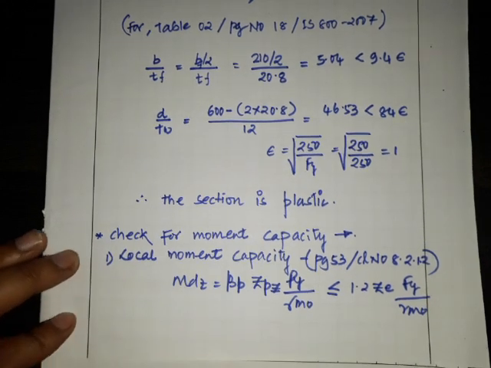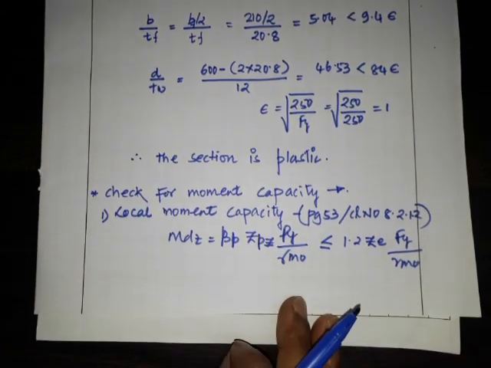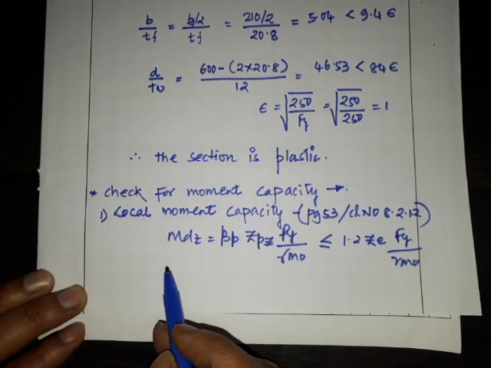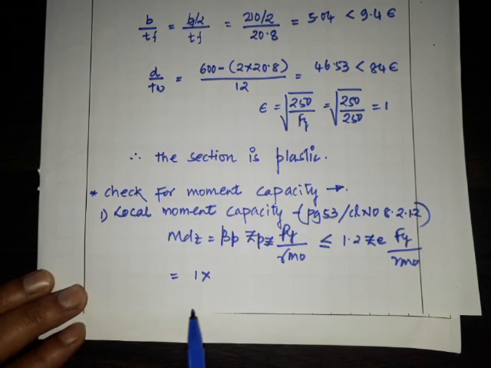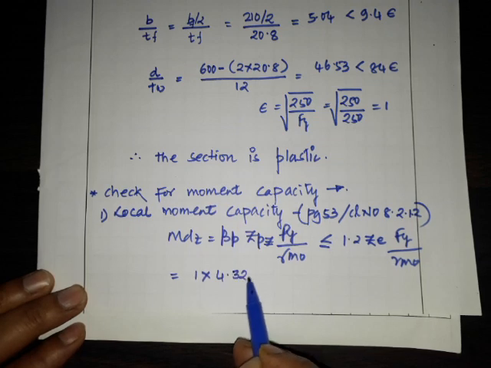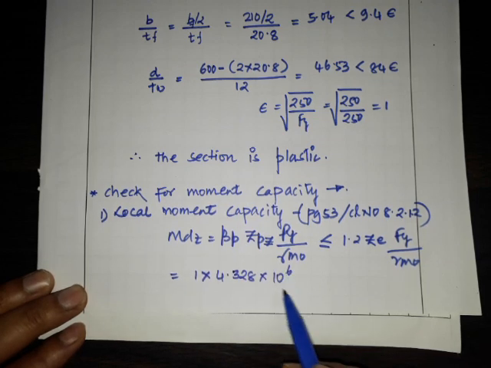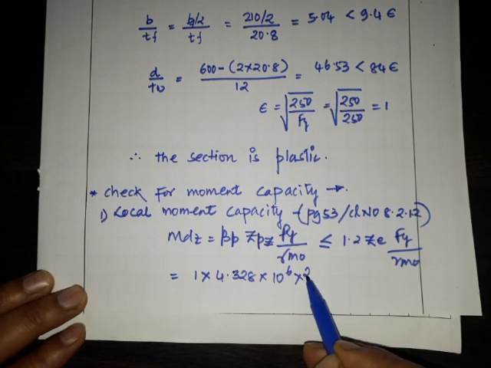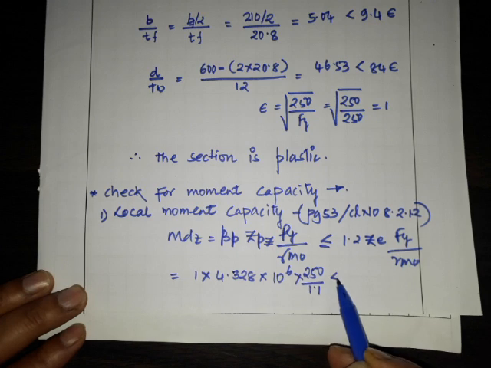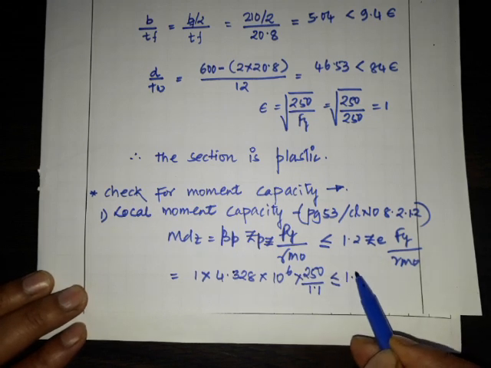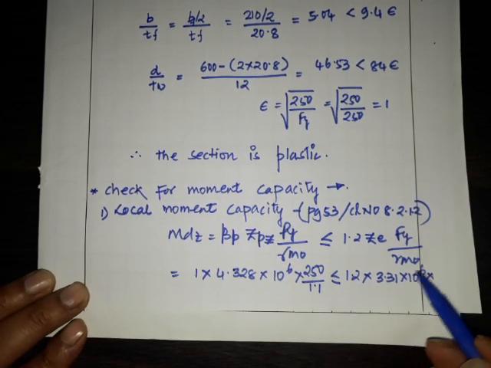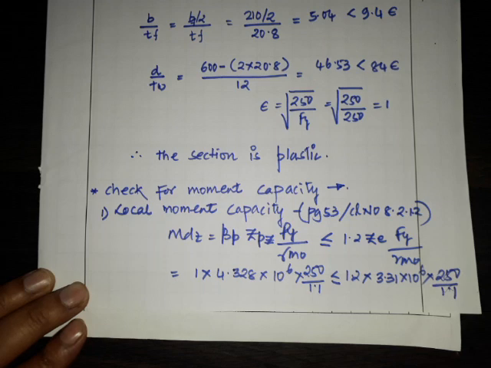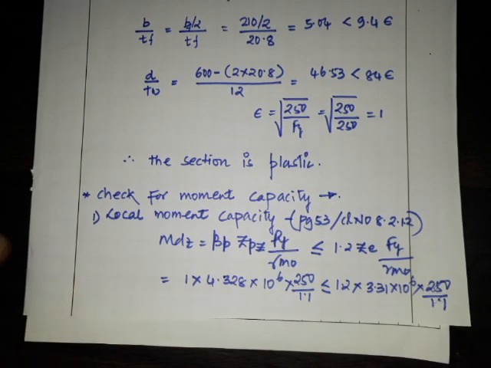So we will substitute these values now. Beta b is 1, into Zpz, which we have already calculated, 4.328 into 10 to 6, into fy is 250 divided by gamma m naught is 1.1, less than or equal to 1.2 times Ze, also calculated, 3.31 into 10 to 6, into fy 250 divided by 1.1.